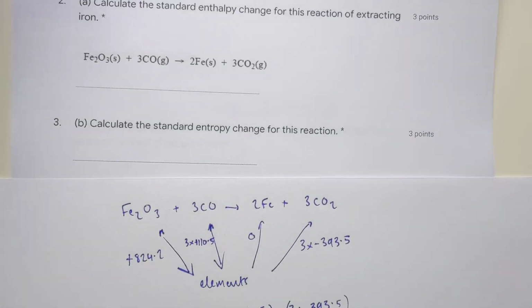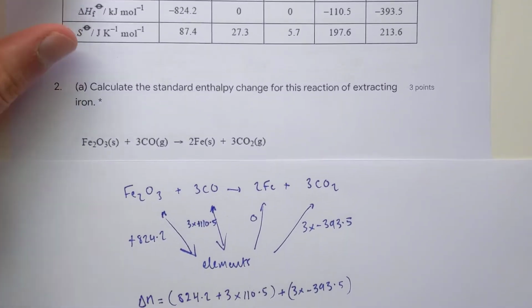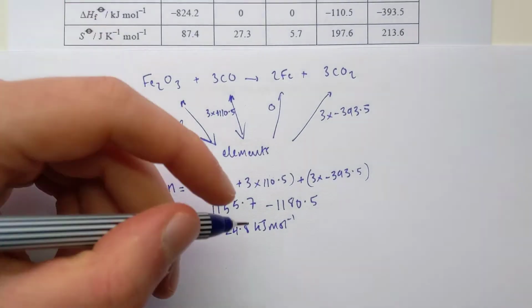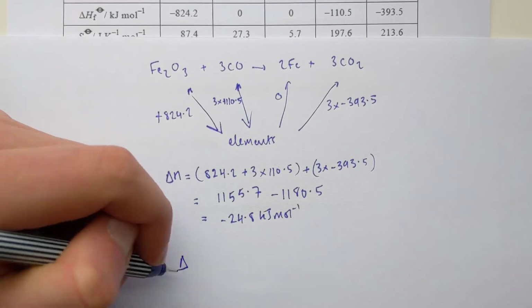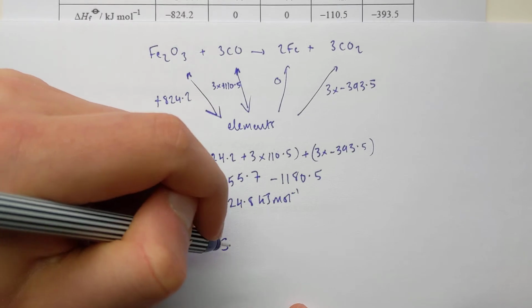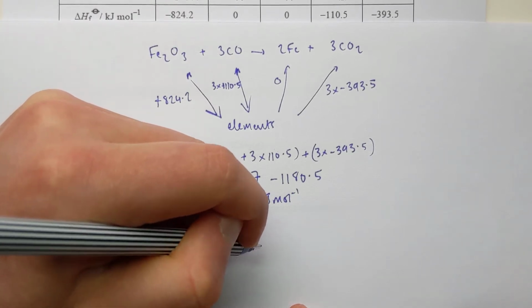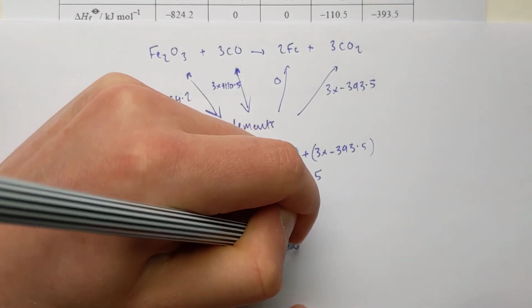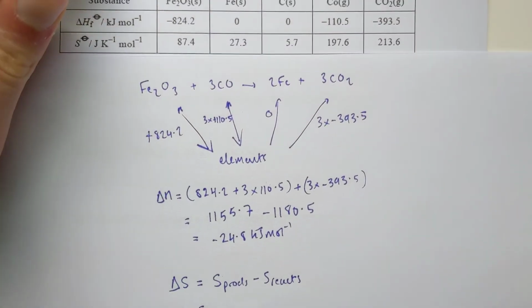So that's part A. Part B is calculate the standard entropy change for this reaction. That's a normal kind of question in this topic, calculating entropy change. It's still the same reaction, but the expression we use here is a little bit simpler. It's just delta S, the change in entropy, is the entropy of the products minus the entropy of the reactants. So I just need to use my table to work those out.